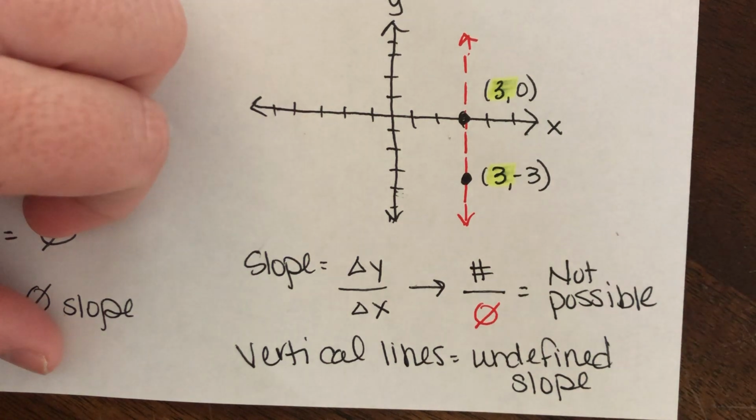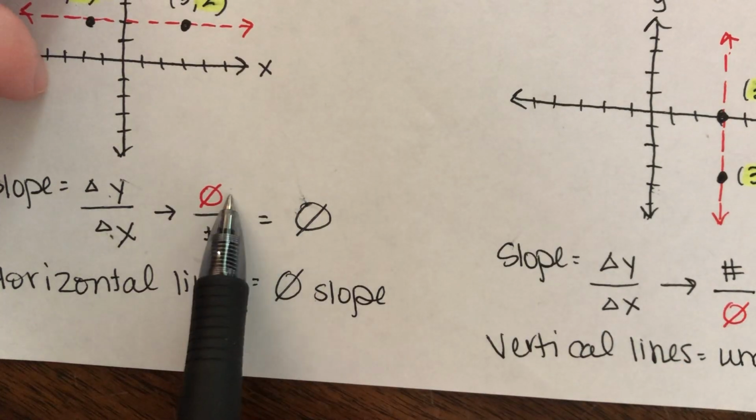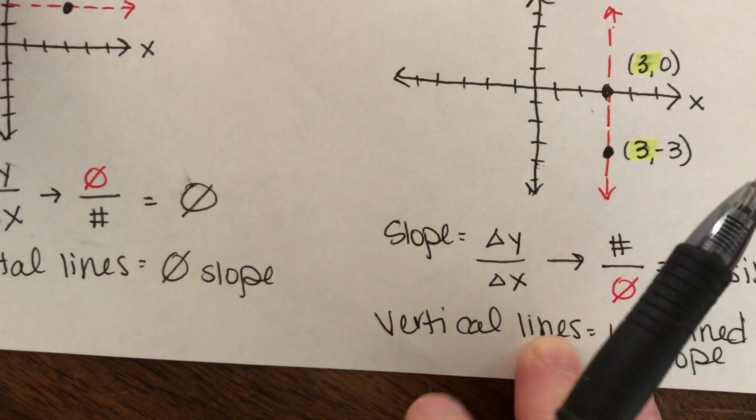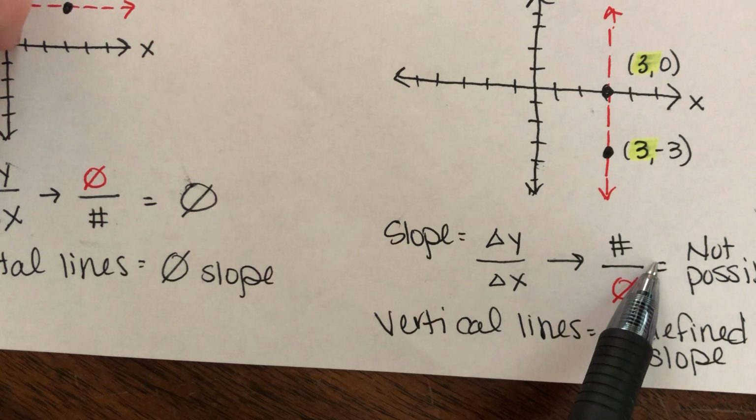So we call that undefined. Okay, so it's the same kind of thing. The 0 just moves positions. In a horizontal line, the 0 is on top of the slope. In a vertical line, the 0 is on the bottom, but it makes a difference.